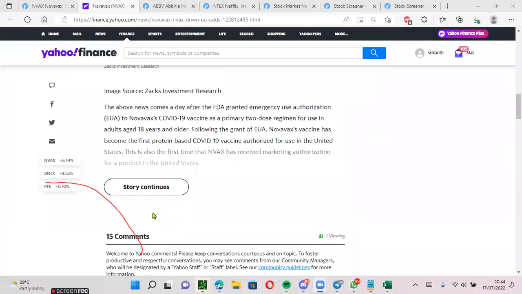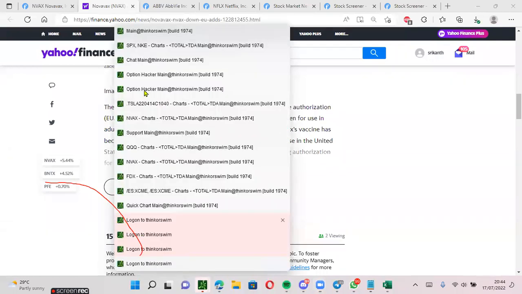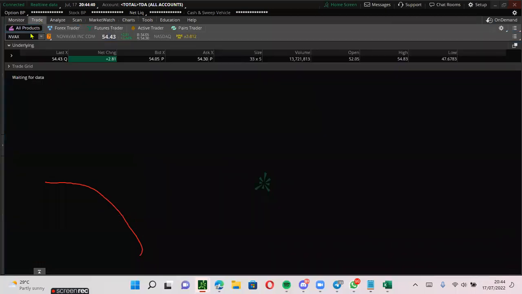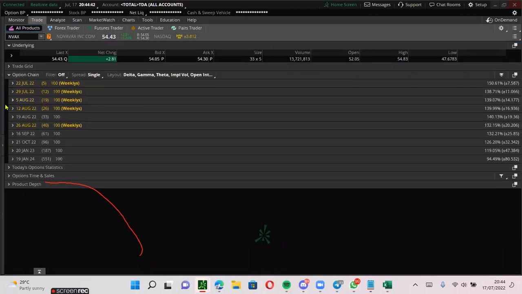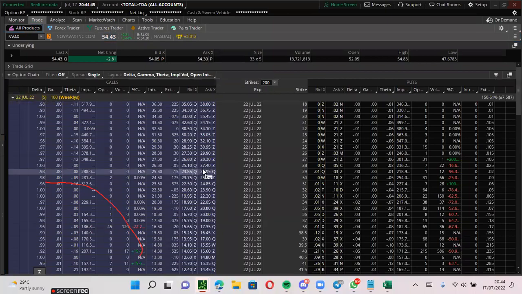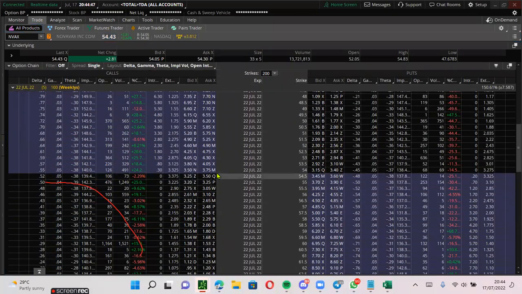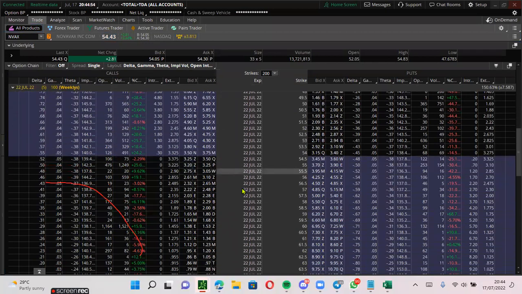Because all of a sudden, some of these stocks, right? So let's say I want to take a look at Novavax. If you see, Novavax is okay, and the premiums are pretty fine. But let's take a look at what that stock is which I wanted to trade.